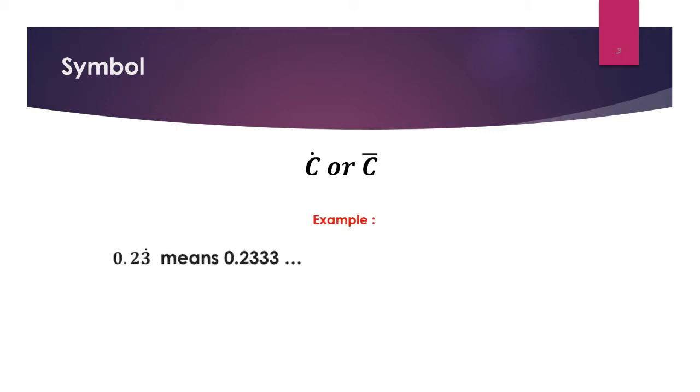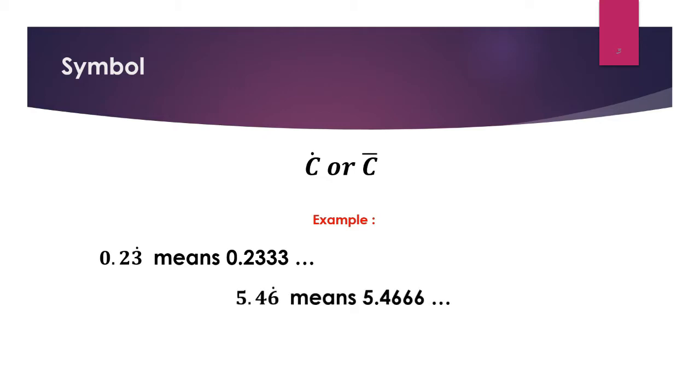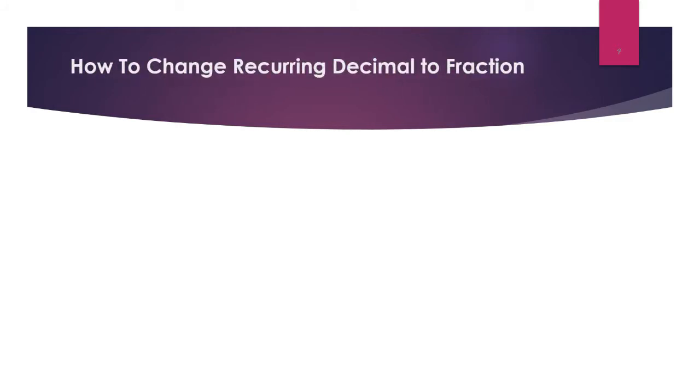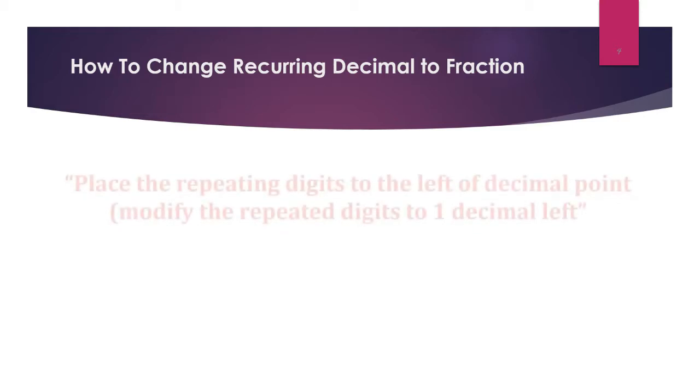So what's the symbol of the recurring decimal? The symbol of recurring decimal is a dot over the digit or a line over the digit. You can see on the screen. Example: 0.23 with a dot means 0.23333. 5.46 with a dot means 5.4666 and so on. 1.15 means 1.151515 and so on.